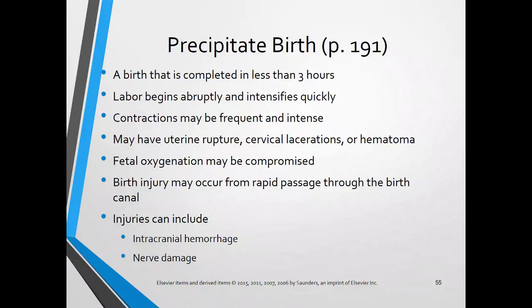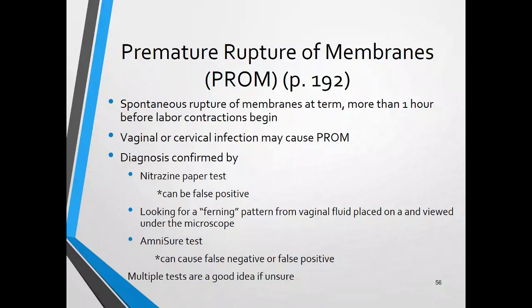Okay, so now going to the opposite of prolonged labor, we're looking at a precipitous birth. That is a birth that is completed in less than 3 hours. Labor begins abruptly and intensifies quickly. This can lead to a uterine rupture, cervical lacerations, or hematoma. Fetal oxygenation can be compromised. And then injuries can include intracranial hemorrhage or nerve damage.